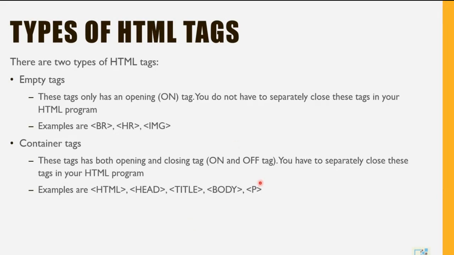Types of HTML tags. There are two types of HTML tags. First is empty tag. Second is container tag. So what is empty tag? These tags only have an opening tag. You do not have to separately close these tags in your HTML program. Examples are BR, HR and image tag. Container tags. These tags have both opening and closing tags, means on and off tag. You have to separately close these tags in your HTML program. Examples are HTML, head, title, body and paragraph tag.